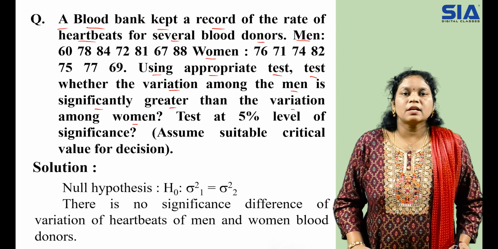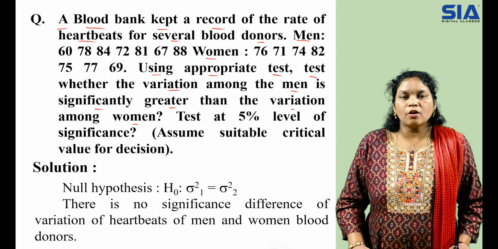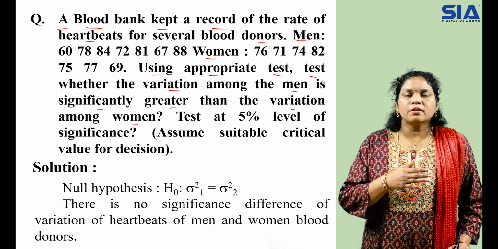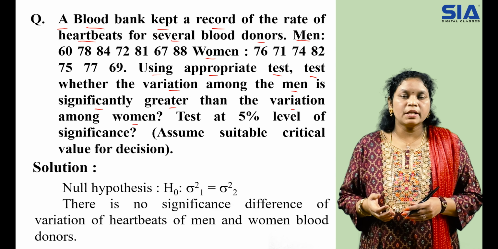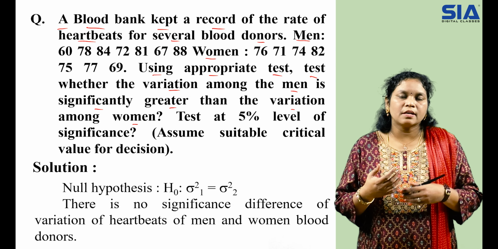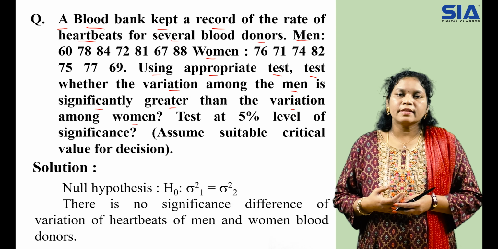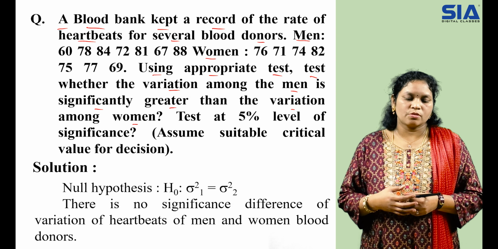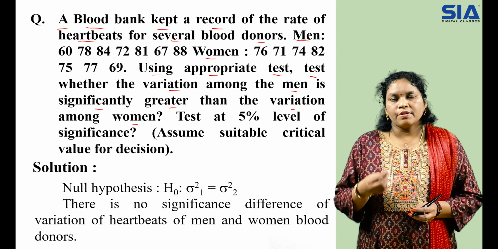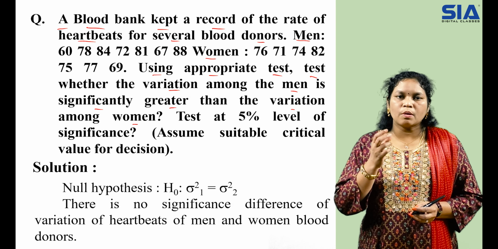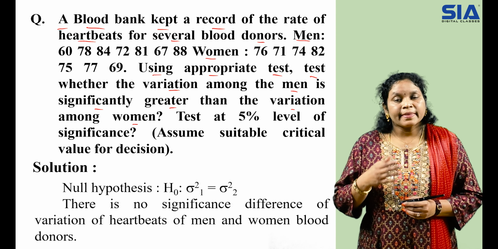So they want to check now the recorded values, how the variation is going on between men and women, whether men's heartbeat variation is greater than women's. So variation is the clue for us. Variations we need to consider, that is population variances, that is your F test.